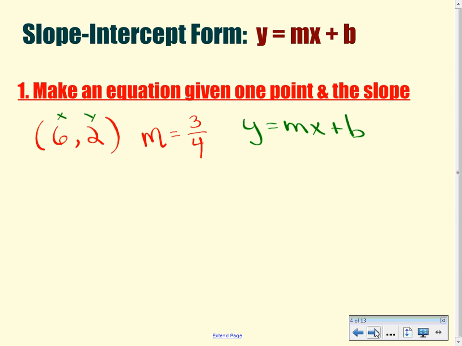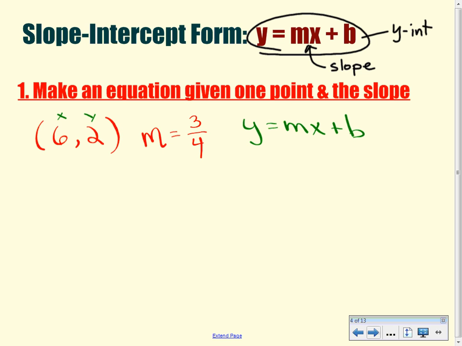Moving right along, slope-intercept form. Remember this? y equals mx plus b. There's your beginning, or your y-intercept, and the m there is the slope of the line. So let's come up with an equation in y equals mx plus b form if they give us a point and the slope.